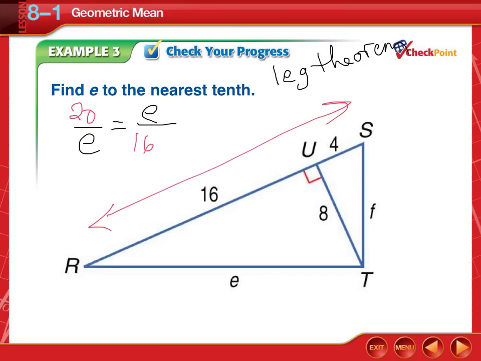So cross multiply and solve. E squared equals 320, and take the square root of both sides, and E equals the square root of 320. And the example asked us to find that to the nearest tenth, so I'll let you do that.